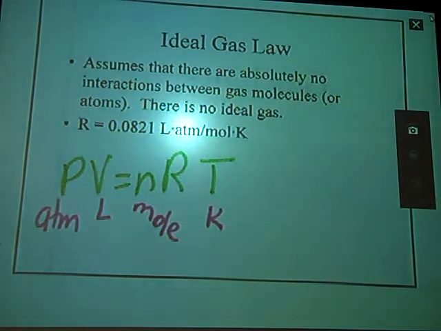It assumes that there are absolutely no interactions between gas molecules or gas atoms. Absolutely none, which again we know not to be entirely accurate. So anytime you have a large amount of gas or a very high or very low temperature, very high or very low pressure, things tend to go awry. But as long as you stay within a reasonable range, this law will give you all the relationships between pressure, volume, amount, and temperature that you could need, particularly in an introductory chemistry course.